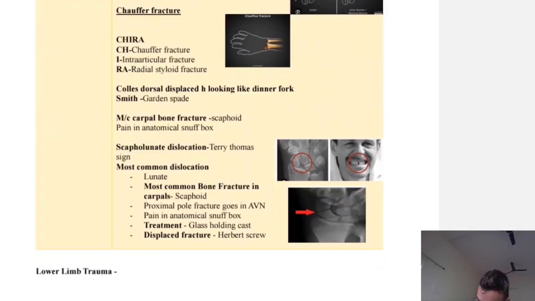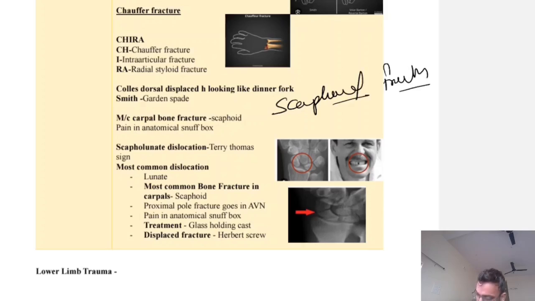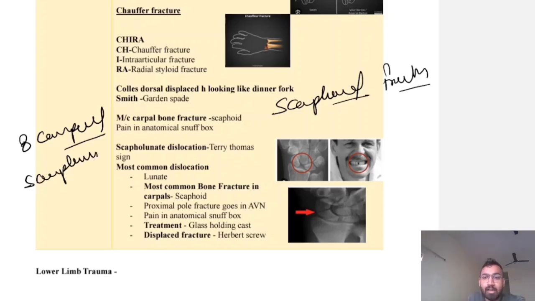So the next topic is scaphoid fracture. So what is scaphoid fracture? There are 8 carpal bones present in our wrist. But out of the 8 carpal bones, the scaphoid is the most commonly fractured. Mostly the cause is a fall on the outstretched hand.